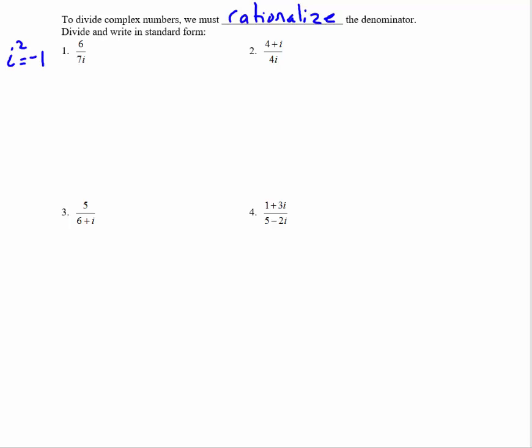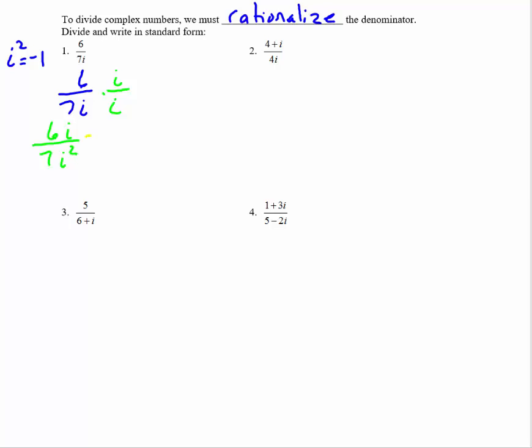So if we multiply top and bottom by i, that's like multiplying by just a fun kind of 1, we'll end up with an i squared, so therefore we can substitute in. So when we have 6 divided by 7i, it kind of looks like we're done. But remember, i is a radical. So we need to multiply top and bottom by i, which will help get rid of the radical in the denominator. So 6 times i is 6i, and 7i times i is 7i squared.